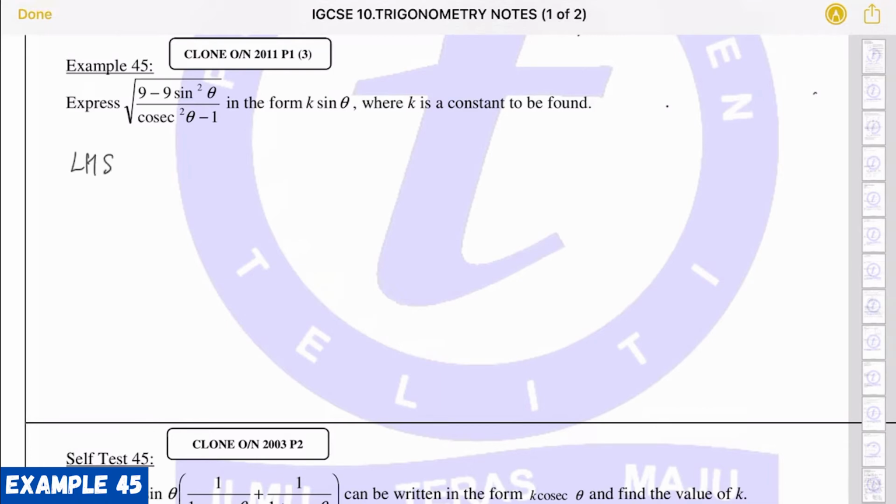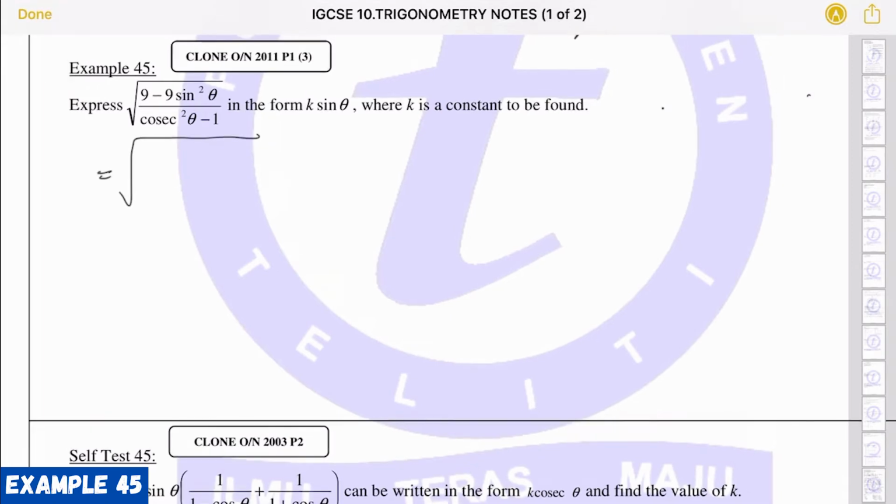So we start off from, sorry, I have this bad habit of writing left hand side. No, we don't have to write that. We can straight away start from this equation. Now I'm going to copy the question. So straight away, I'm going to take out 9, right? There's a 9 here. This is 1 minus sine square.